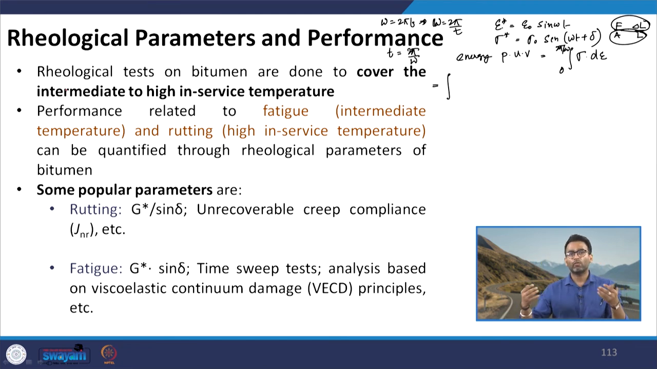Therefore, various studies on different binders were carried out later, and it was found that G star by sine delta does not provide good correlation with the actual rut depth measured, especially for those sections where polymer modified binders were being used. All right. So then researchers started looking for other parameters. In fact, various other parameters were proposed. For example, we have a parameter like zero shear viscosity, and we have several other such parameters.